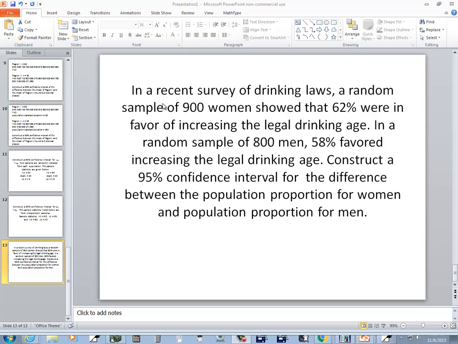In a recent survey of drinking laws, a random sample of 900 women showed that 62% were in favor of increasing the legal drinking age. In a random sample of 800 men, 58% favored increasing the legal drinking age. Construct a 95% confidence interval for the difference between the population proportion for women and for men.